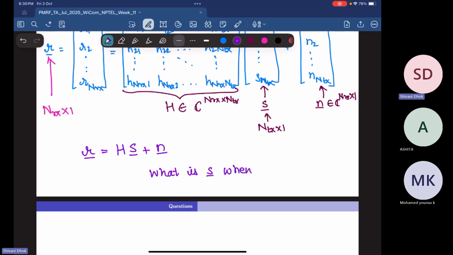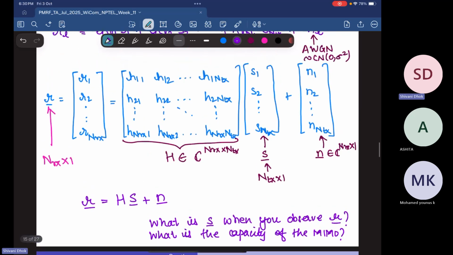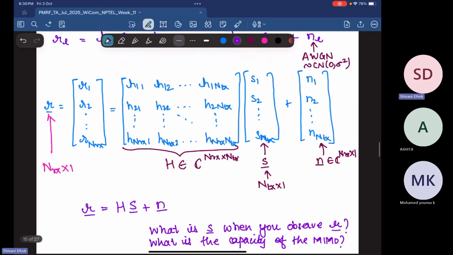So the problem that we now need to solve is: what is S when you observe R? And then what is the capacity of the MIMO channel? These are the questions that we'll try to answer in the next week. So we stopped with the content of week 11 at this particular point. We will continue with the MIMO channels in the next lecture.